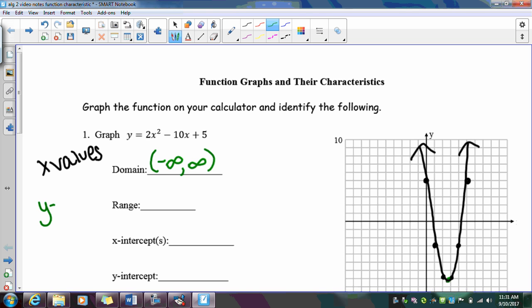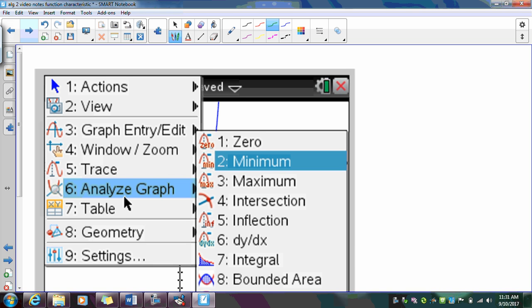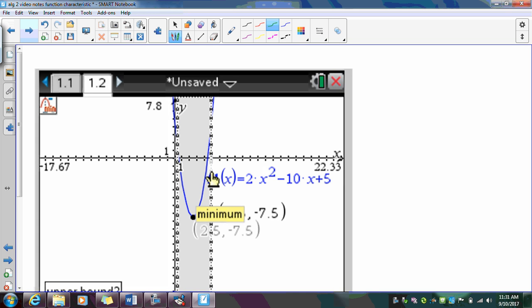Your range is your y values, and this one's a little trickier because this does stop down here at the minimum value. However, I can't get that minimum value out of the table because it's a decimal. So what I'm going to do is take my calculator. First I'm going to change the window. I'm going to hit menu and then choice 4 and zoom out so I can see that minimum. Once I do that, I'm going to hit menu, choice 6, analyze the graph and minimum, and then remember your minimum just needs to be in that gray box, and hit enter.